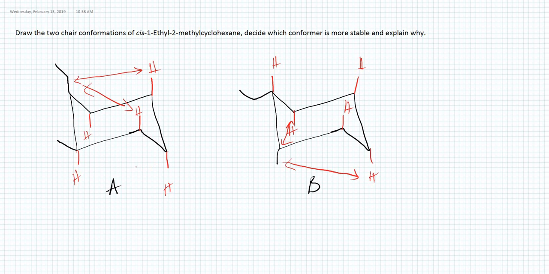Which one causes more strain? Basically, bulkier groups should have more strain. Ethyl is definitely bulkier than methyl, so the interaction in A is causing more strain. So we can say that A has more energy and A is less stable than B. Okay, so we decided which one is more stable, which one is less stable, which one has more energy, which one has less energy.